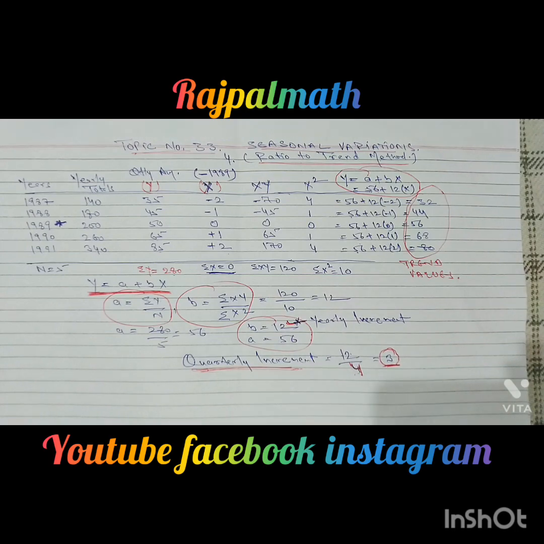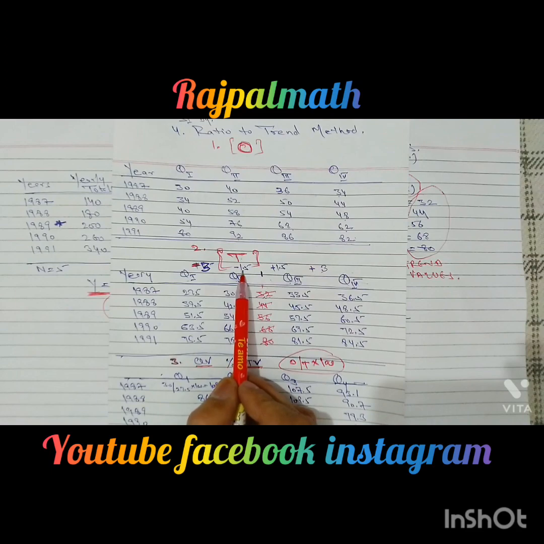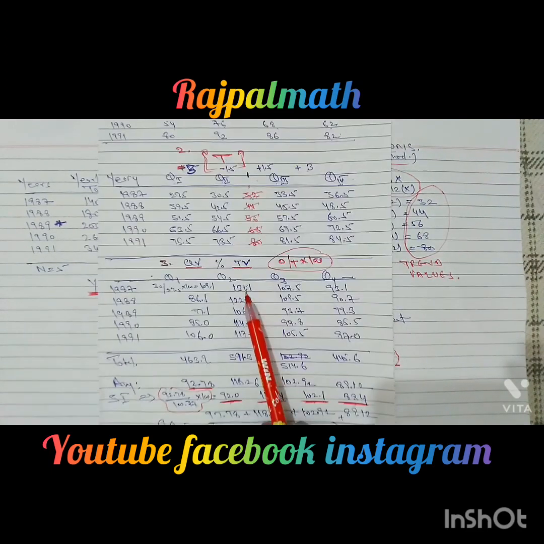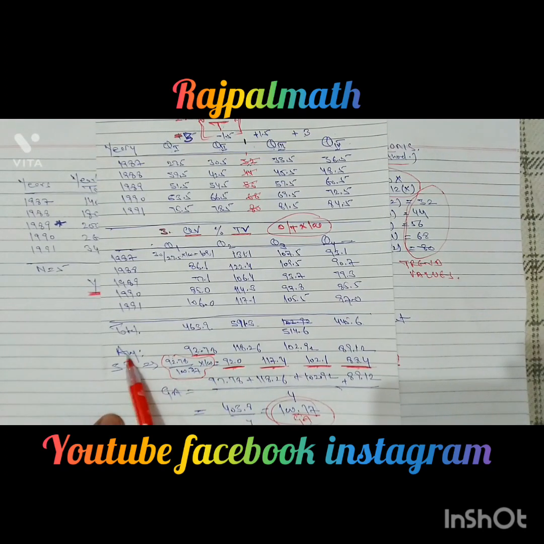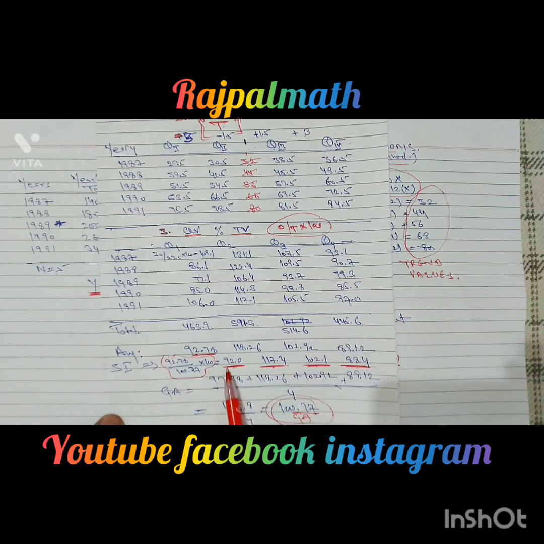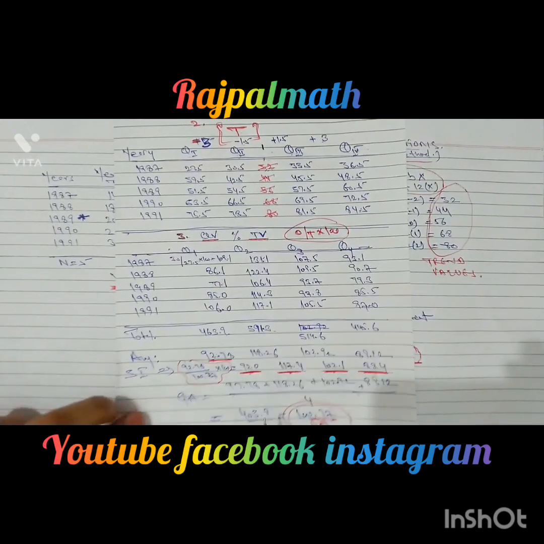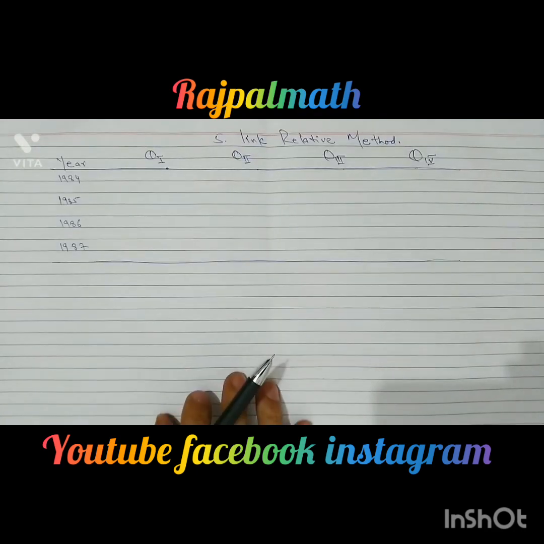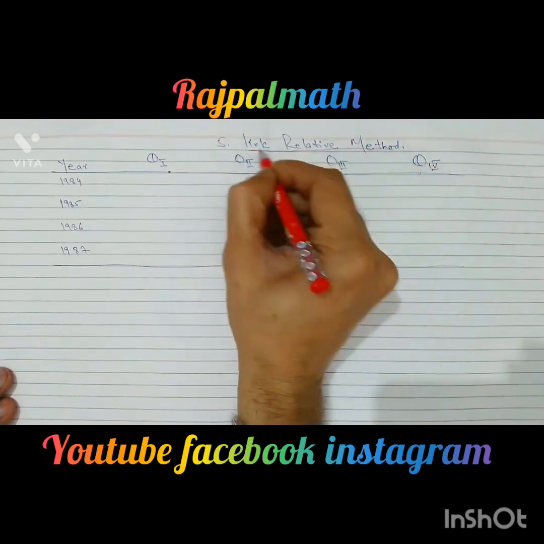Then we calculate the trend values, the trend table. Original values are given, T values are to be calculated, then the O by T into 100 table, then find the total, then the average, then the seasonal index, meaning every quarterly average divided by grand average into 100. This is the ratio to trend method. Now the next method is to find the seasonal index by the link relative method.